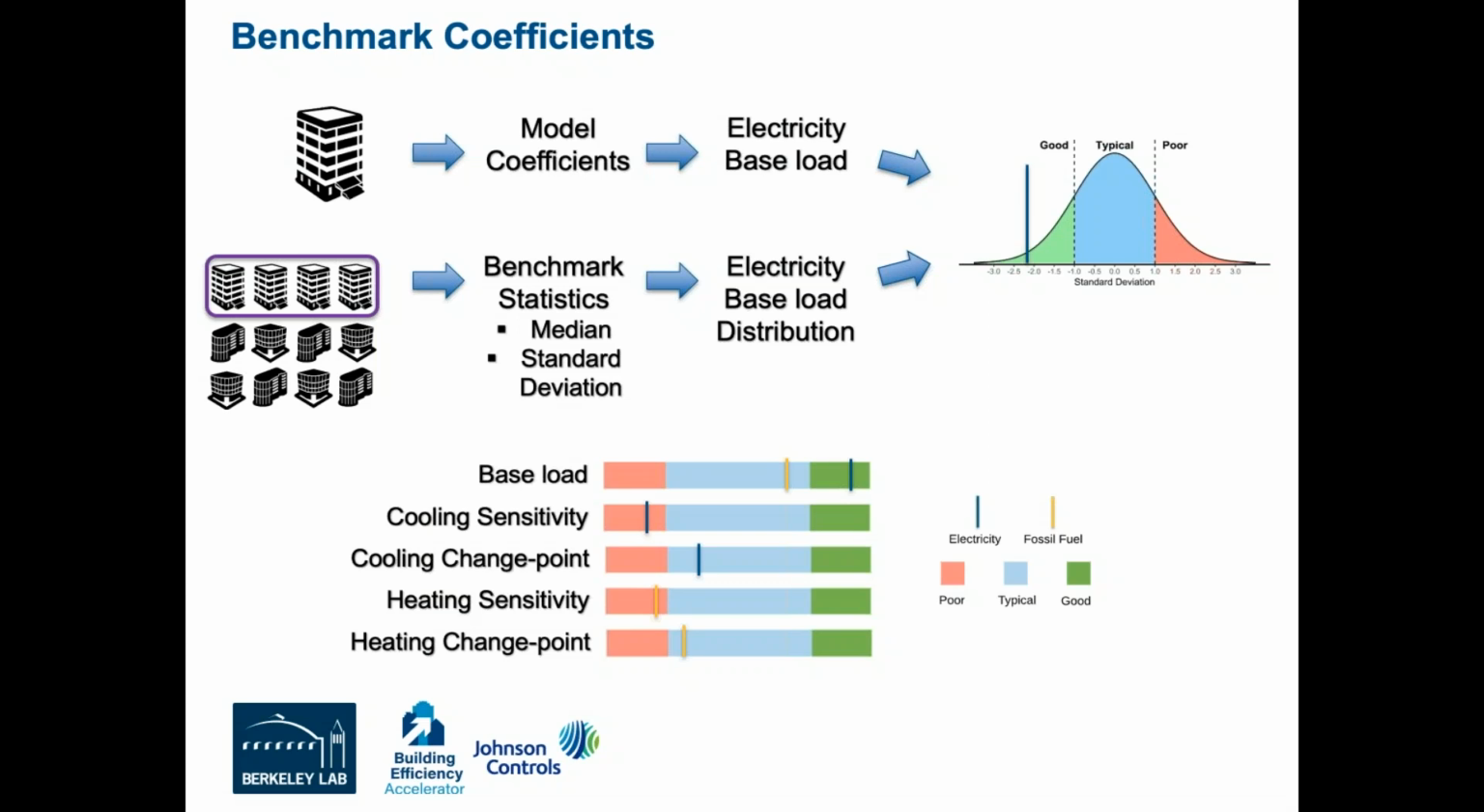And with fossil fuel consumption, we're combining all the different fossils used in a building, natural gas plus diesel or whatever's being used in the building. And we provide an analysis: is the electricity baseload poor, typical, or good? Is the cooling sensitivity, electric and fossil, poor, typical, or good? So this is really a big piece of the analytical methodology.